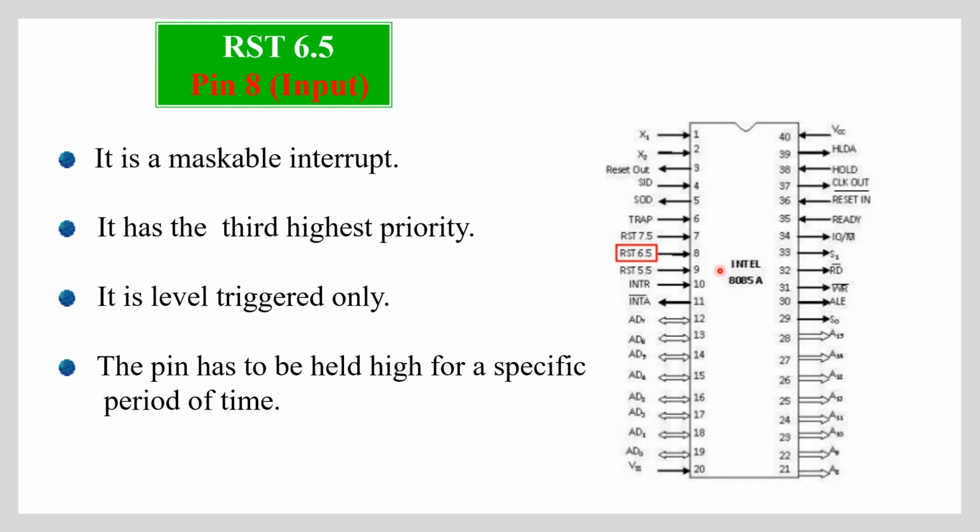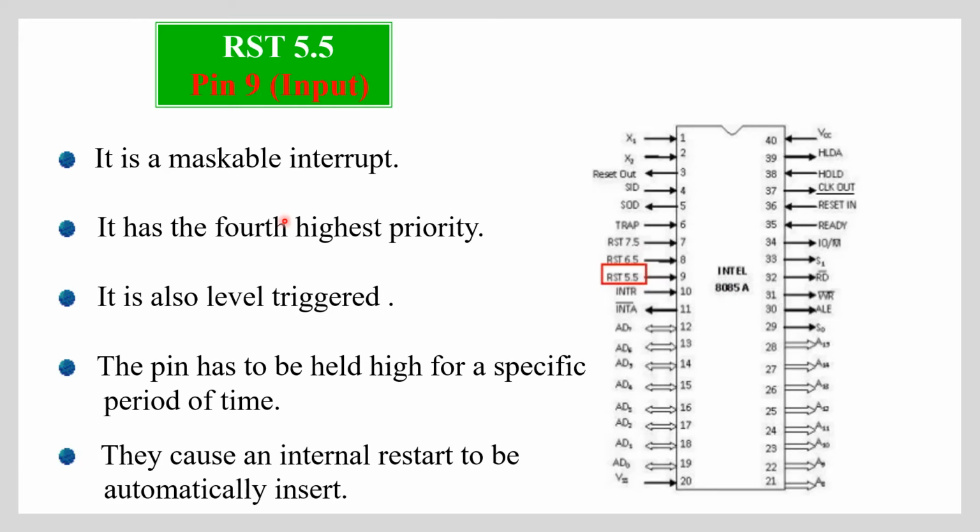Then when an interrupt is recognized, the next instruction is executed from a fixed vector location, that is 0034. It is a maskable interrupt. It causes an internal reset to be automatically inserted. The pin has to be held high for a specific period of time because it is level triggered. So it is also an input signal, that is pin number 8, that is RST 6.5.